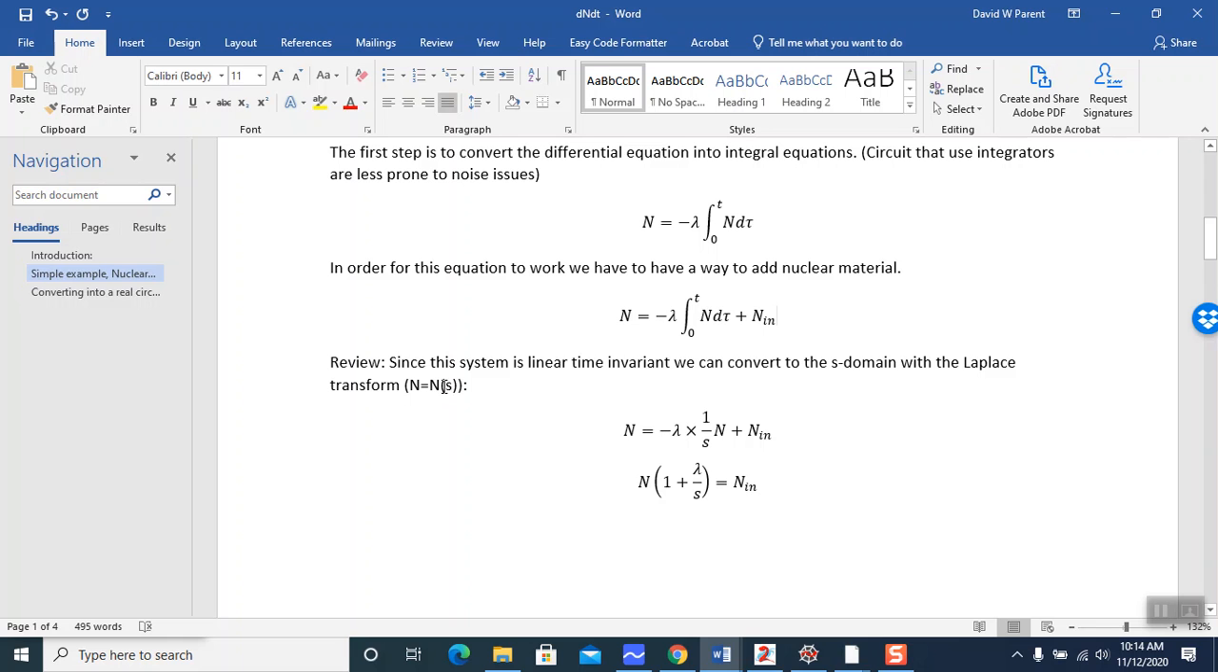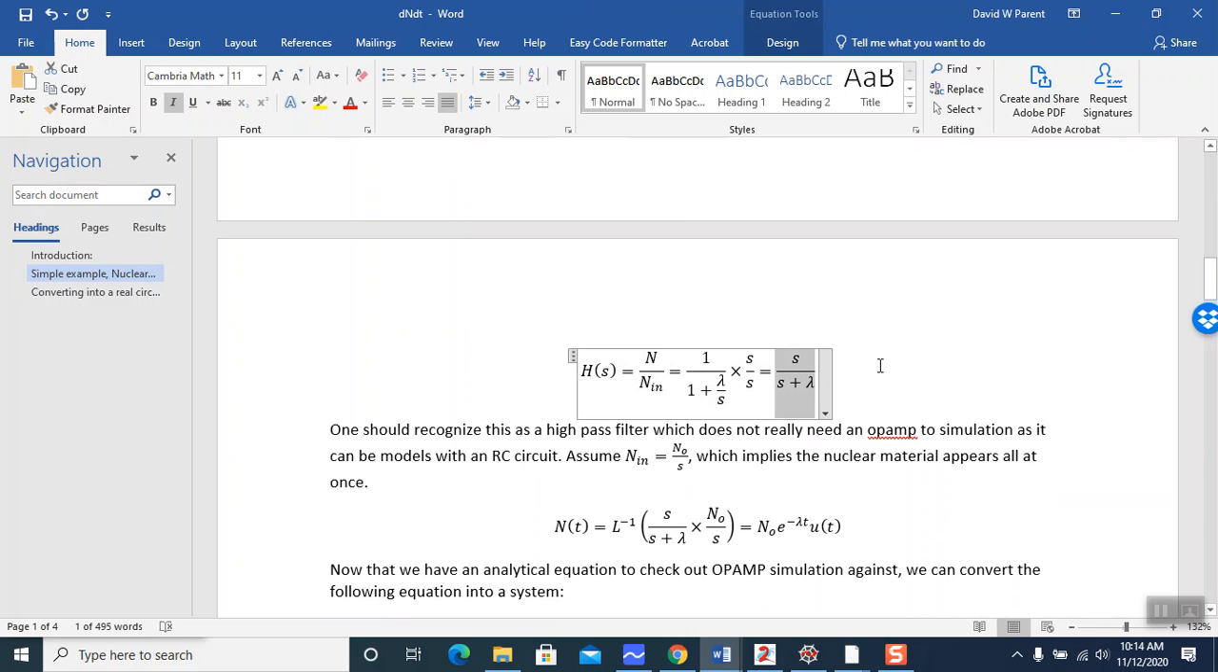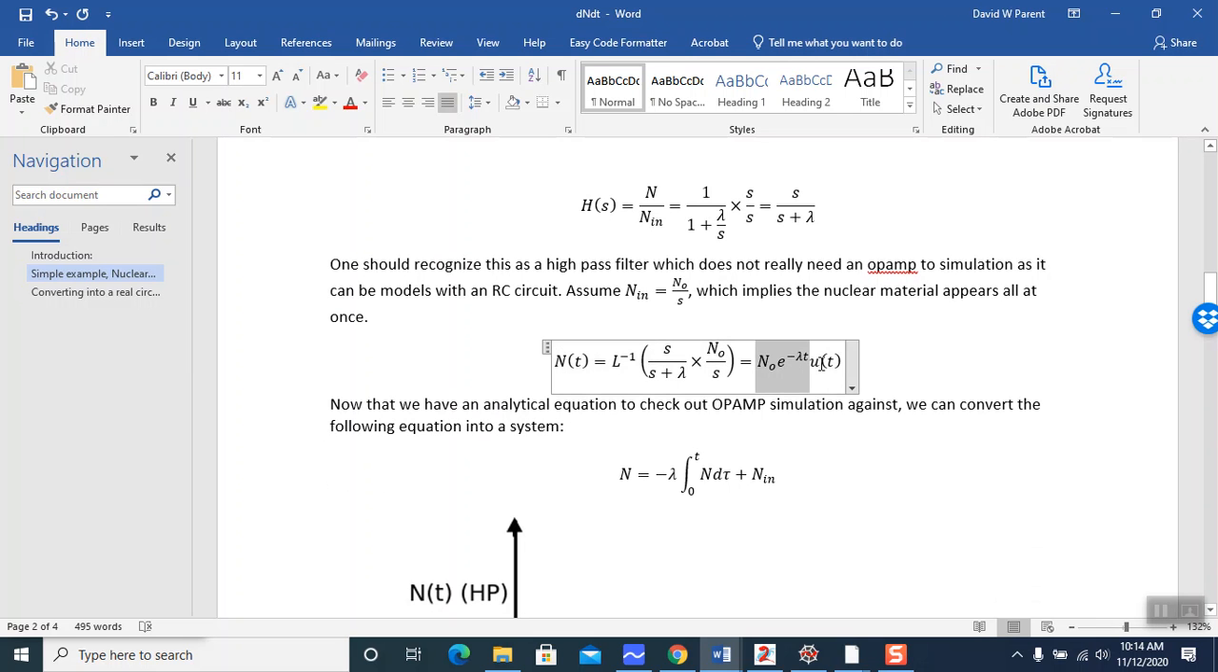Now, because it's linear time invariant, I can use the Laplace transform. Now N is a function of s, not t. If you go through the derivation, you see that you get a high-pass looking type transfer function. And so when you multiply by a step function, N0 divided by s, which is kind of like dumping all the nuclear material into a container all at once and then letting it decay, you get exponential decay.